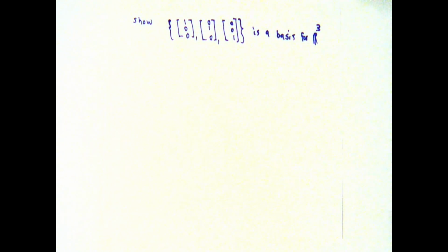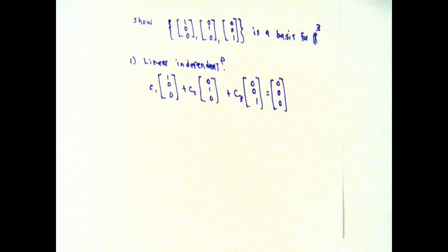I have to do 2 things. Number 1, I have to show that this set of vectors is linearly independent, and then, number 2, I have to show that this set of vectors spans the space, spans R3. Suppose I take a linear combination of these 3 vectors, and I get the column of all zeros, the 0 vector.